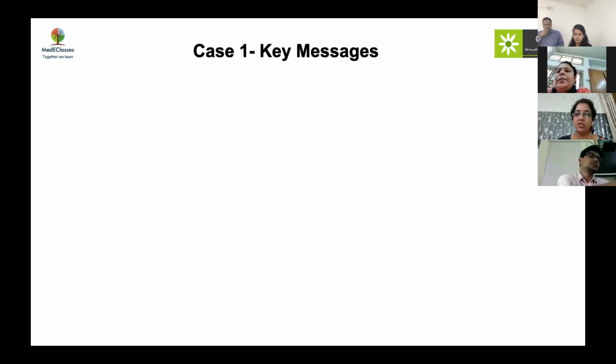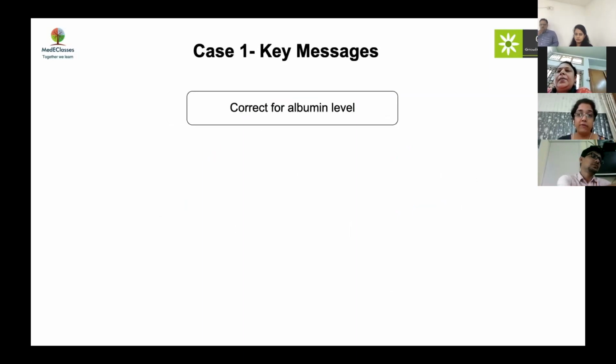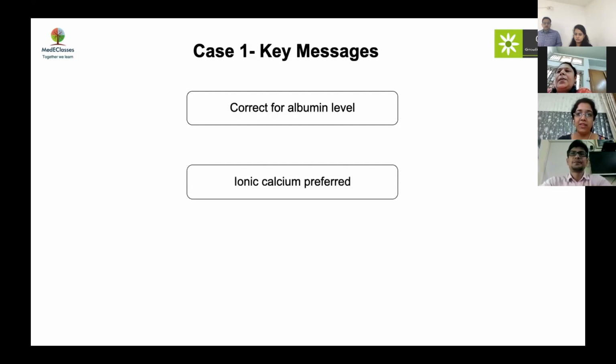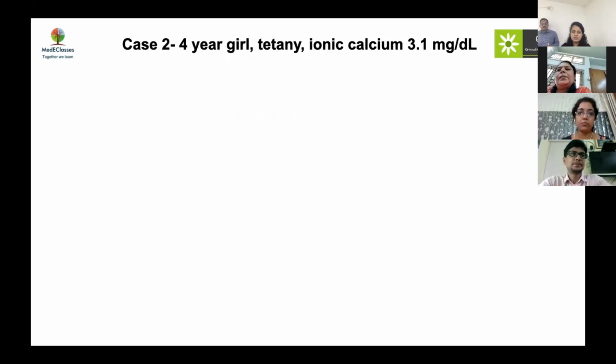So the key messages from this case are that we should always correct the level of calcium for the albumin. And second, if possible, we should always get the ionized calcium. In some settings, ionized calcium may not be possible. In those cases, we can always use the corrected calcium level by getting a total calcium as well as the albumin level. Thank you.